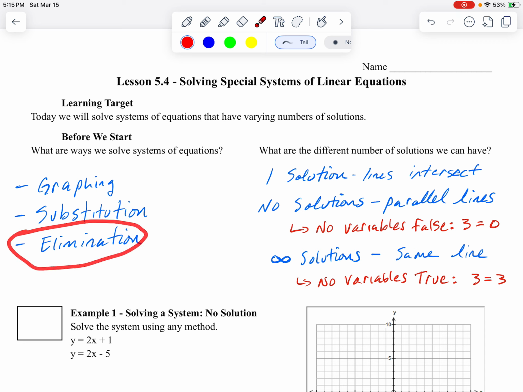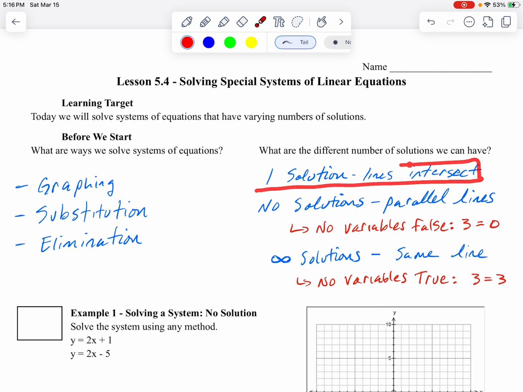Everybody's going to have their own preference for the way that you do things and what looks easiest to you. But try to be mindful of that as you're looking at these problems. What method would make your life the easiest, and use that one. The different possibilities we have are one solution. This is what we've seen up until this point.